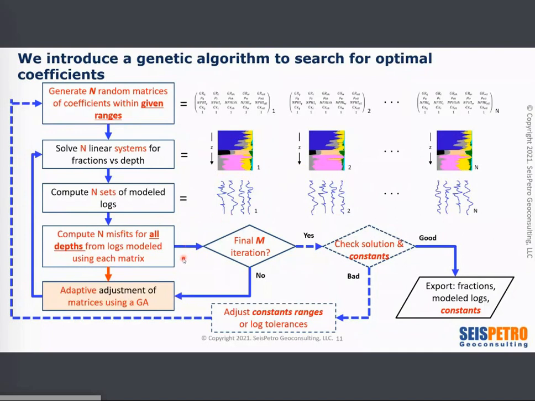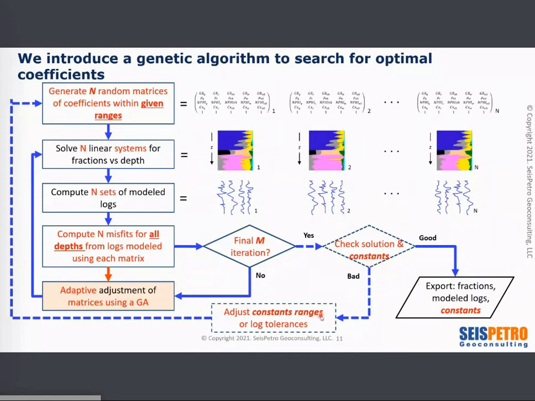With that computation of the misfit for all the depths from the logs model using each matrix, we make decisions. If we're in the final iteration, it doesn't keep looking. If it's not, then it takes the best solution. It does that adaptive adjustment of matrices using the genetic algorithm, and we keep going until we're done with the iterations.